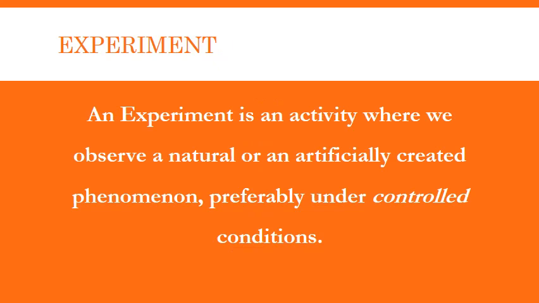Experiment. An experiment is an activity where we observe a natural or an artificially created phenomenon, preferably under controlled conditions. So what do we mean by this? Let's take an example to understand. You take an ice cube and keep it outside in a tray. You will observe the ice cube slowly melts, changes into liquid water. So that's an observation you have made with the help of your eyes, with the help of your sight, that the solid ice has changed to liquid water.